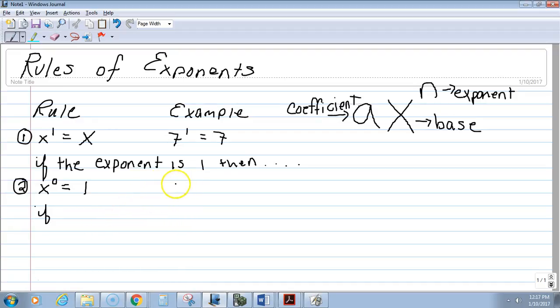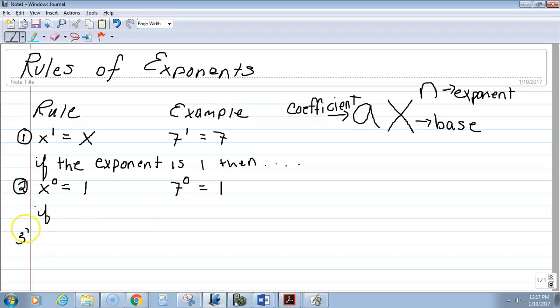Okay, and over here, let's do an example. So if I have 7 to the 0 power, my answer is just 1. It doesn't matter. I could have 121 to the 0 power. My answer would still be 1. All right, so make sure you have that sentence there. I will not give you full credit for this if you do not have that sentence.